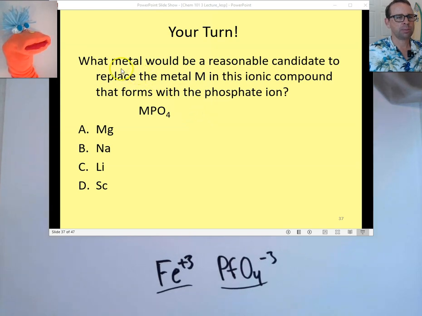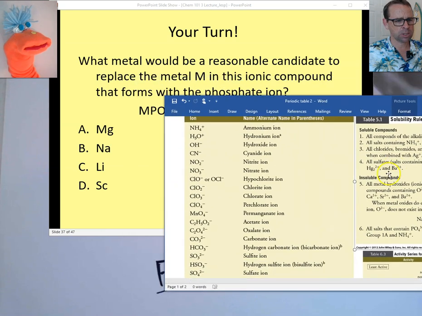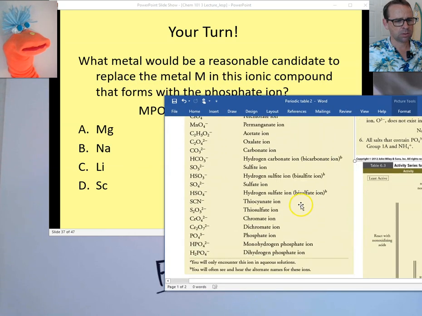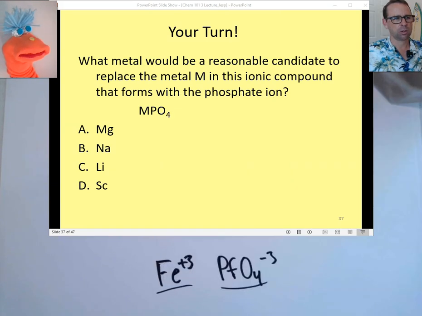So here's another example. What metal would be a reasonable candidate to replace M in this ionic compound that forms with phosphate ion? Phosphate ion. Is that on the list? Well, let's see. Let's bring it out here. Here's our list. Here's the phosphate ion. Okay, so it has a -3 charge. And there's only one of the metal.